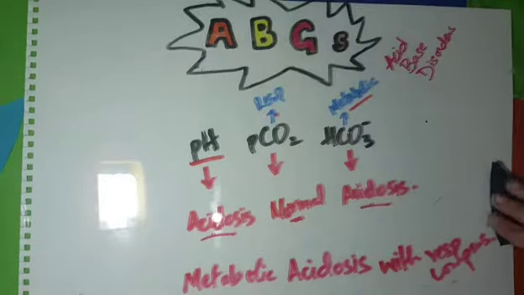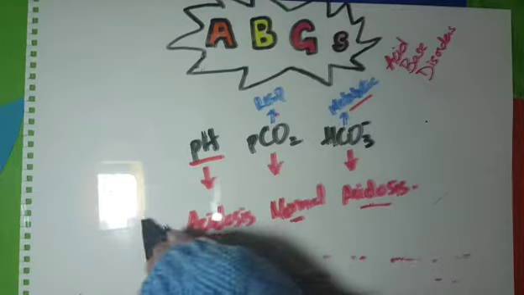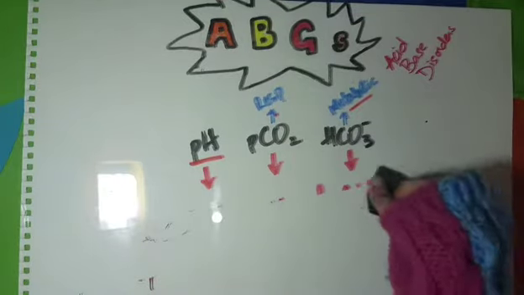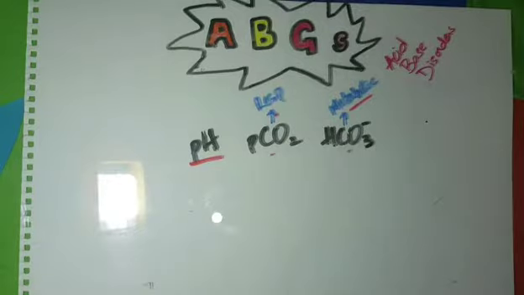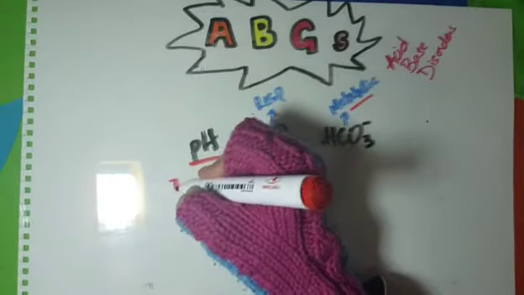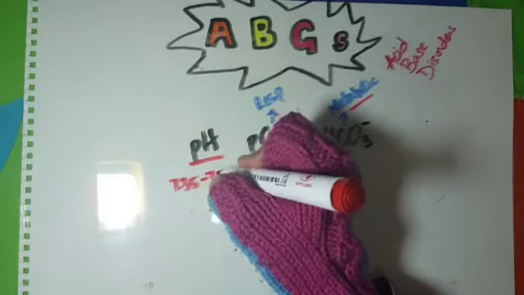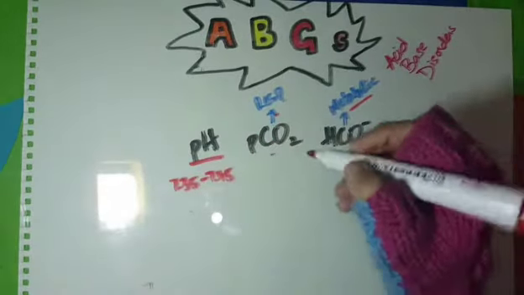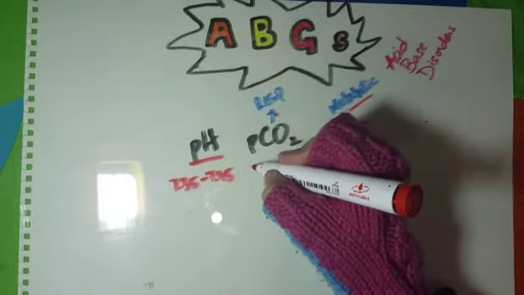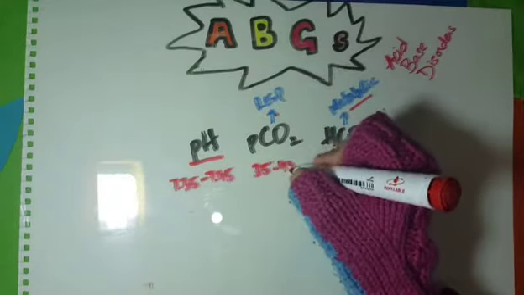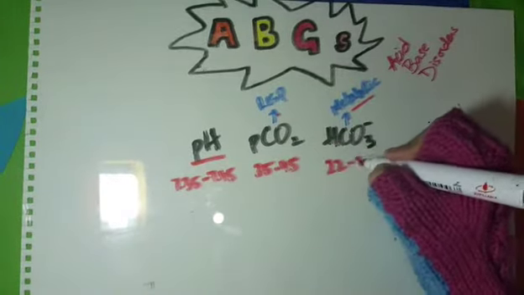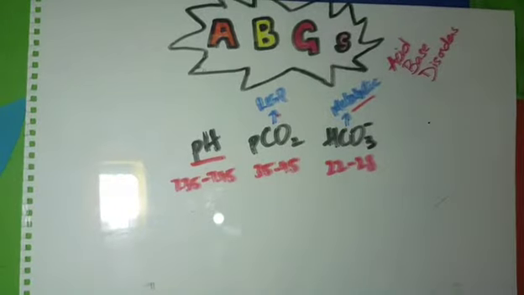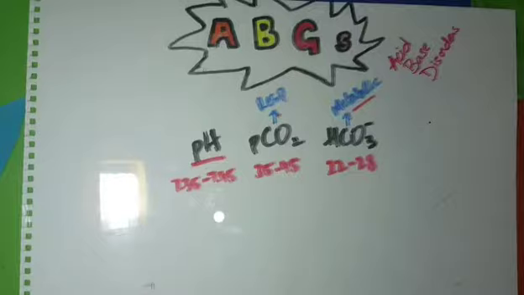So can you do some examples now? Yep. Okay, so now I'm going to erase it. And I'm going to write the normal values here for you. So pH normal value is 7.35 to 7.45. Partial pressure of carbon dioxide normal value is 35 to 45 millimeter of mercury, and bicarbs normal value is 22 to 28 milliequivalent per liter. Okay, so let's do some examples.